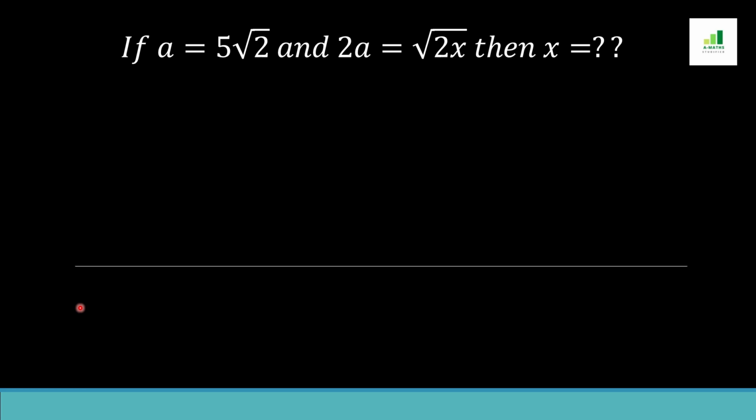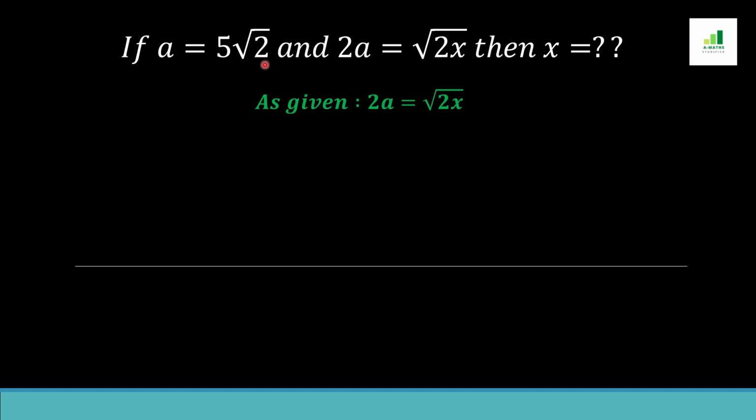So our given question is, if a is equal to 5√2 and 2a is equal to √(2x), then find the value of x. As given, 2a is equal to √(2x), and it's also given that a is equal to 5√2.